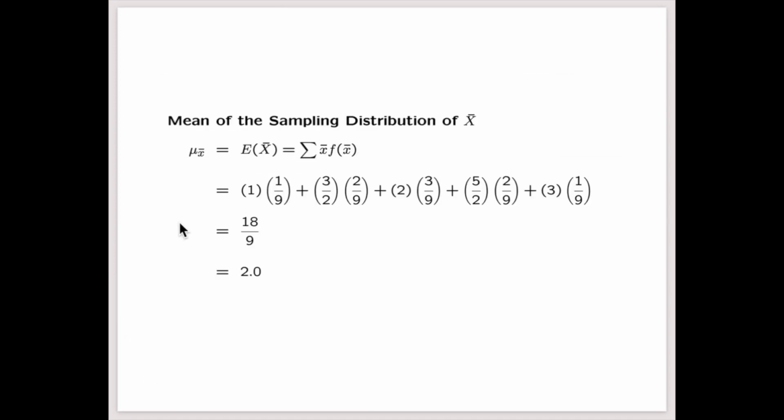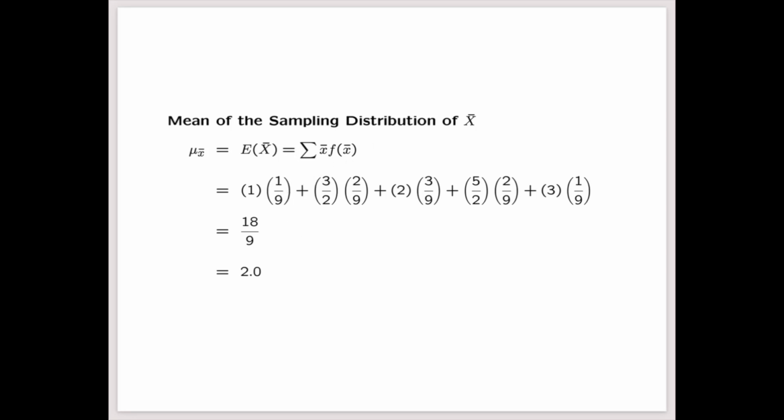Now the next task is to compute the mean of the sampling distribution of X bar. That's denoted this way, mu sub X bar, the mean of the sampling distribution of X bar. We can also denote it as the expected value of X bar. By definition, that is going to be equal to the sum over the values in the sample space of X bar times F of X bar, where F is the PMF for the sampling distribution of X bar, which we have found.